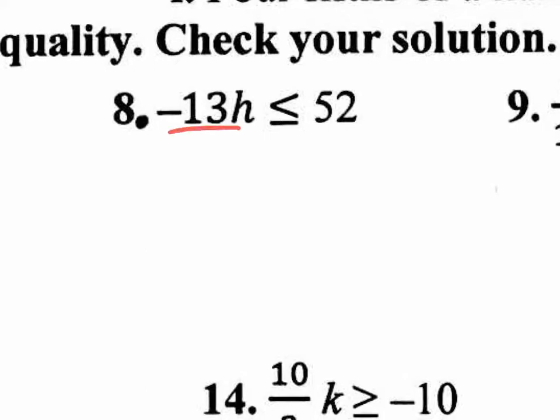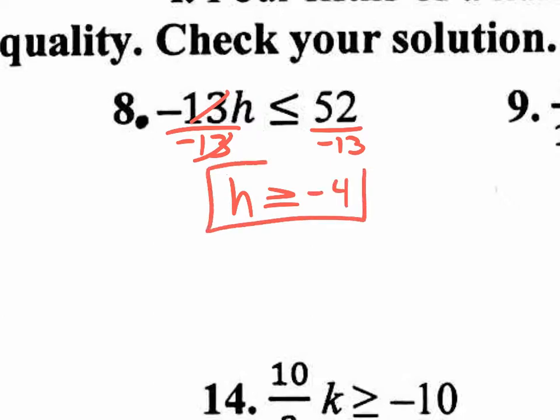Divide by -13. Thank you. What you do to one side, you do to the other side. So I have h. What do I do with that inequality symbol, Katie? Flip it, because you divided by a negative. And 52 divided by -3, I believe, is -4. Am I right? Yeah. So there's your answer.